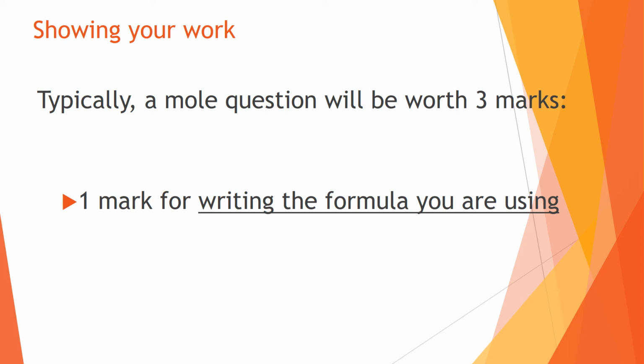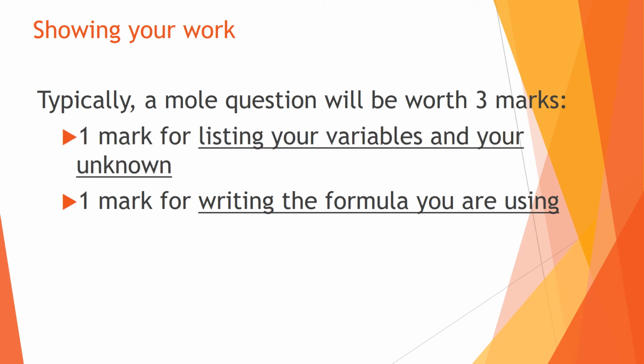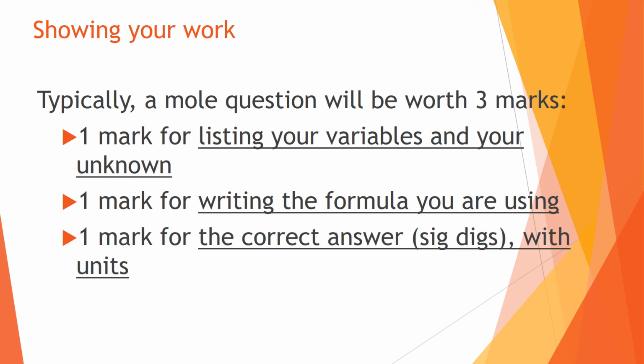So write the formula that you use. And this is going to go for physics as well. We're going to review this again in physics, but you're going to get the same 3 marks. So write the correct formula. You get 1 mark for listing your variables and your unknowns. This is different than your note package, so please correct that. And you get 1 mark for the correct answer with significant digits and units.